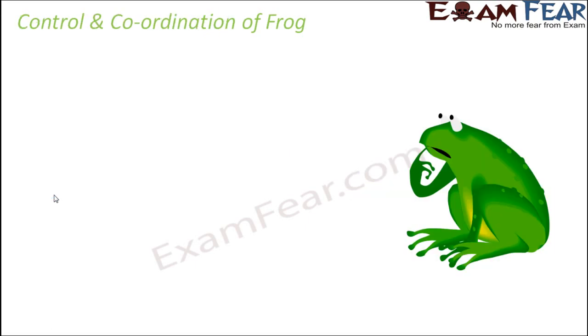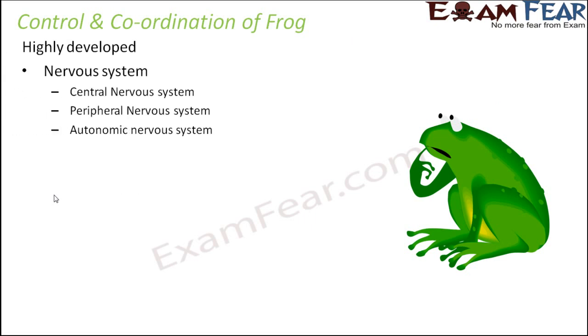Now we will talk about the nervous system. So here we are talking of control and coordination of the frog, because when we talk about control and coordination, it is not only the nervous system but also the endocrine system. There are so many things which take place inside the body of a frog which are not only controlled by the brain, spinal cord and nerves, but also by certain chemicals present inside the body. So it has a very highly developed control and coordination system.